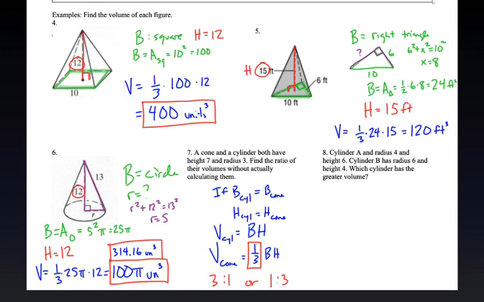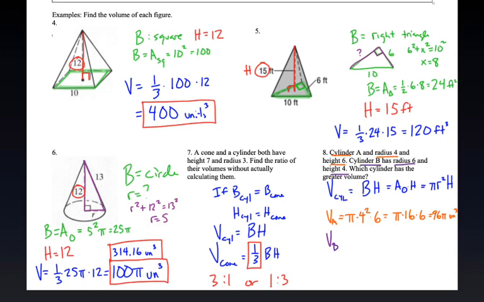Number 8, a cylinder question comparing, if the radius and the height have slightly different switched values here. So the capital B times H, the area of the circle times the height, since we're talking about a cylinder. The area of the circle is pi times the radius squared times the height. Just to kind of simplify my work here. So for cylinder A, my radius is 4, my height is 6. That simplifies out and becomes 96 pi.